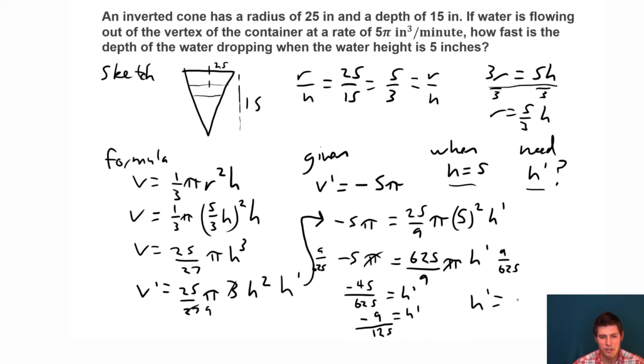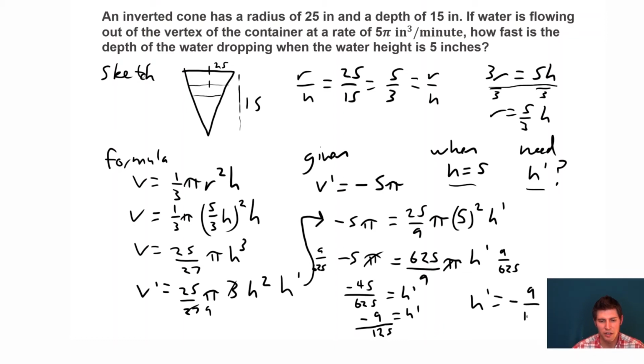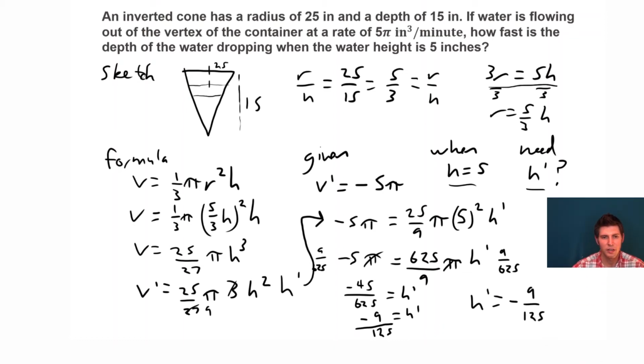So the answer is h prime equals negative 9 over 125, and it's going to be inches per minute. And h is a length, so it's just inches. And to double check, there's no weird change of measurements. It's all inches. So we're good to go.